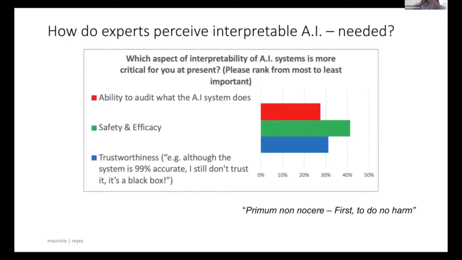Finally, which aspect of interpretability is more critical? And the most important part was safety and efficacy. They want to make sure that the systems are safe, and therefore interpretability can help to enhance that aspect.